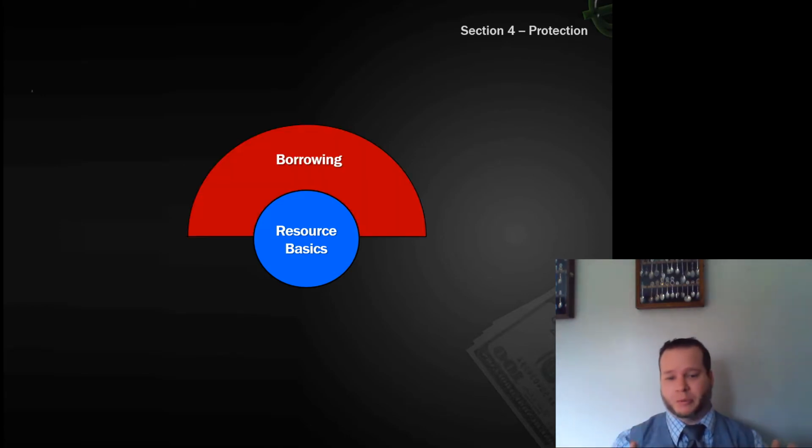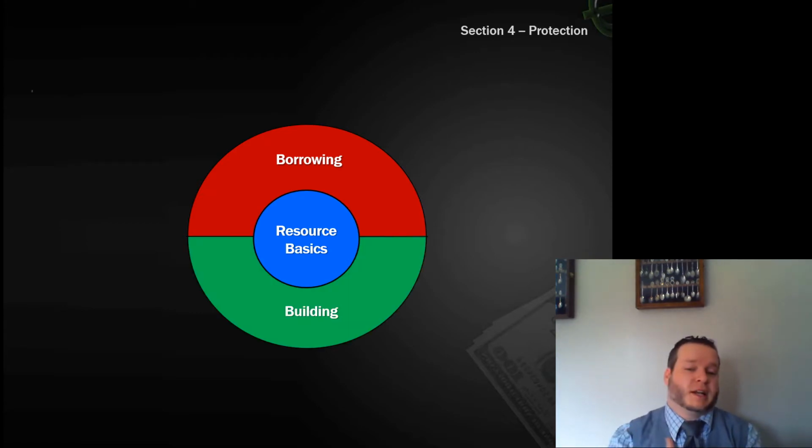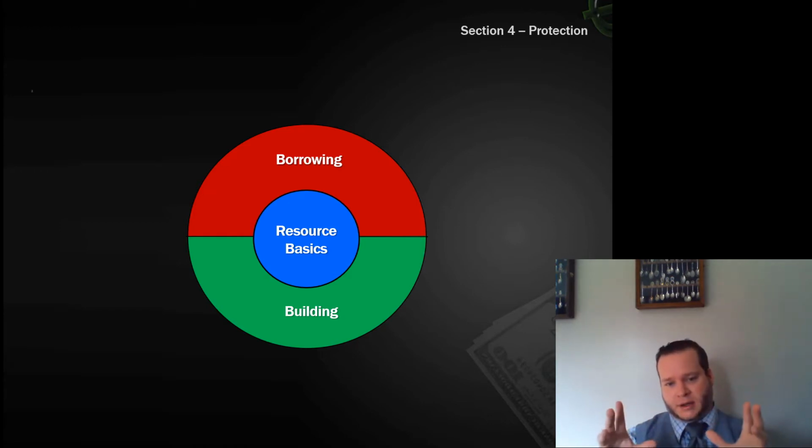Unit 2, we talked about borrowing, debt, when to use it, what it's for, how to figure out how much it will cost you. Unit 3, we talked about building wealth through investing. How do we do it? When do we do it? When is it appropriate? How much risk should we take? Things like that.